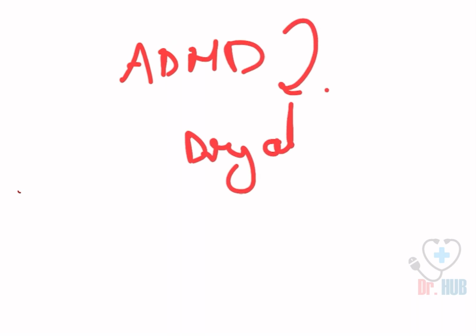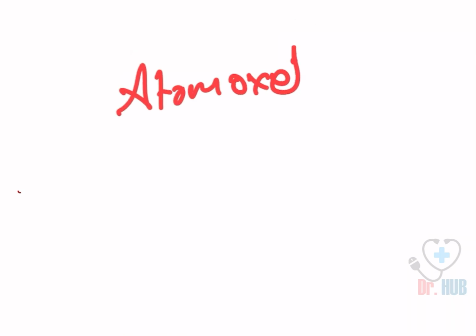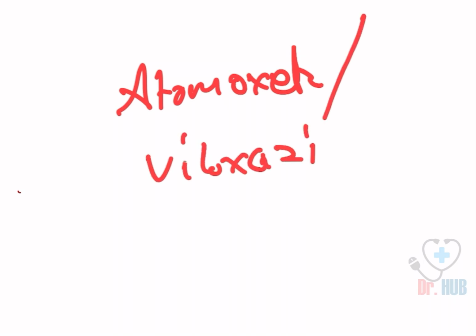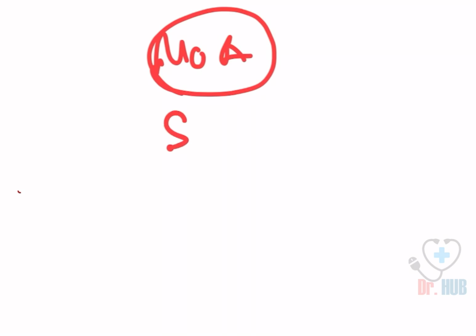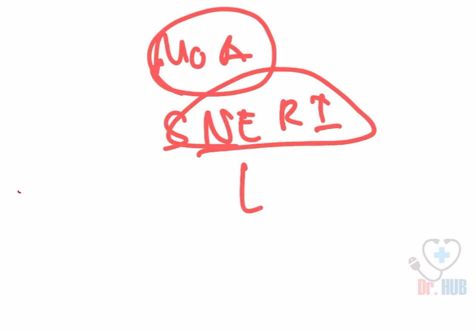Next we look at ADHD with a family history of drug abuse. Here the DOC is nothing but atomoxetine as well as viloxazine, and the mechanism of action is that it is a selective norepinephrine reuptake inhibitor, that is SNRI.